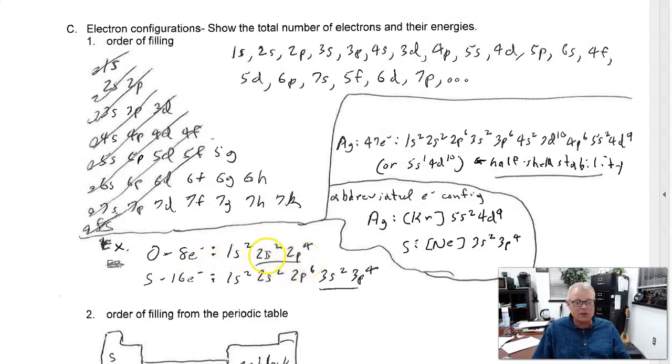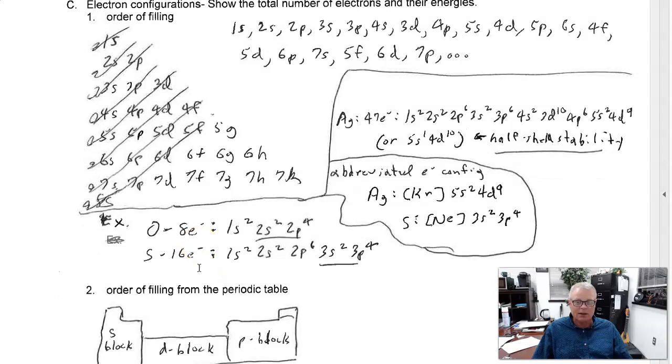So 1s2, 2s2, 2p4. There's your electron configuration. Check your work. Take these numbers and add them up, they ought to add up to 8. 2 and 2 is 4. 4 and 4 is 8. There you go. Want to try one a little larger?